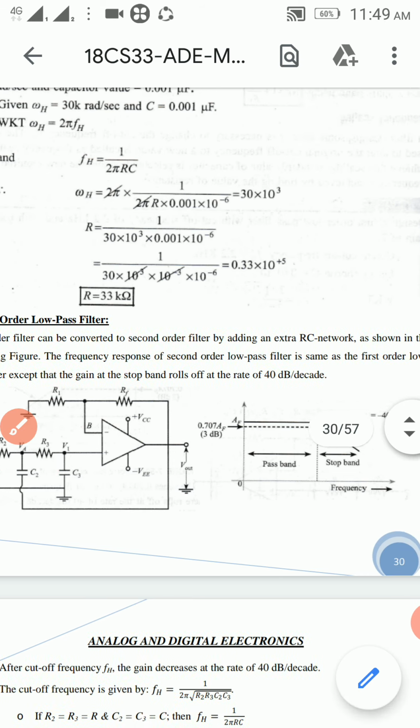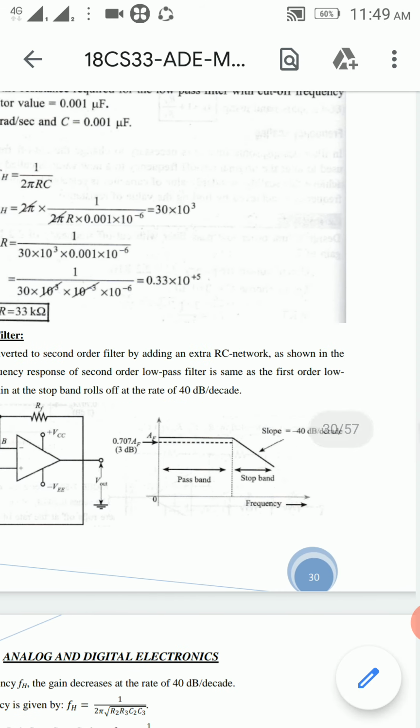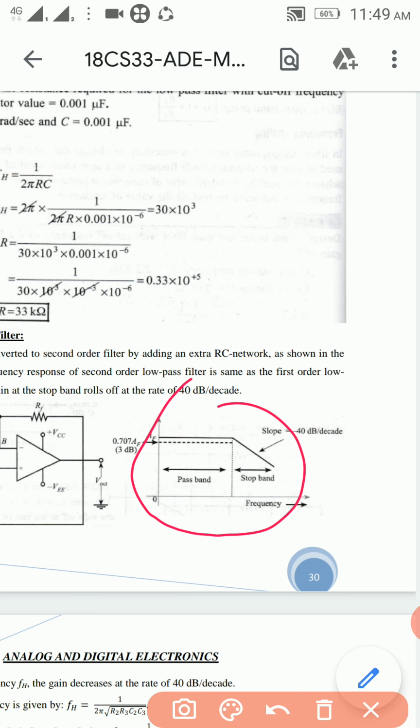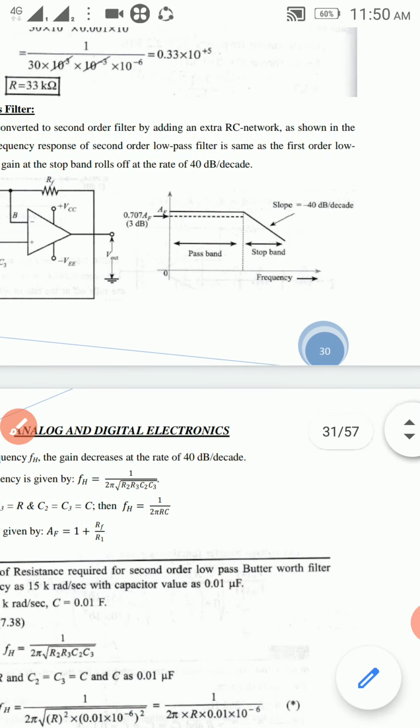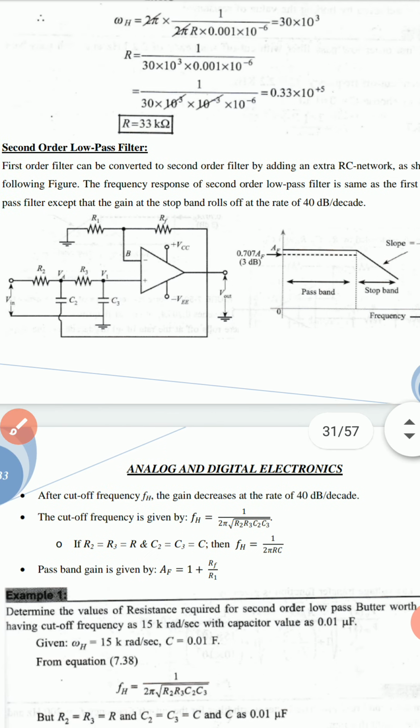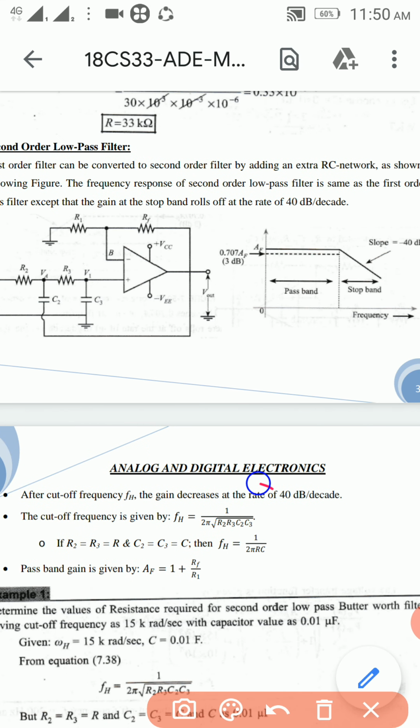Okay, the frequency response of this is like this. It is a plotted graph between frequency and gain, and below FH there is a passband gain, that is 0.707 AF, and above FH there is a stop band. The roll-off rate will be minus 40 dB per decade. Hope you understood.